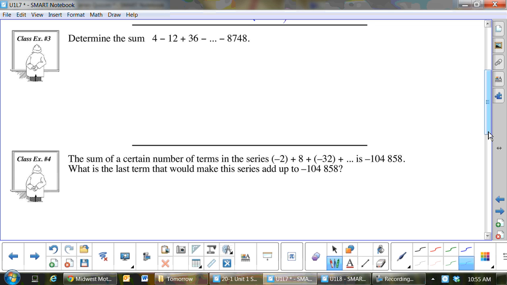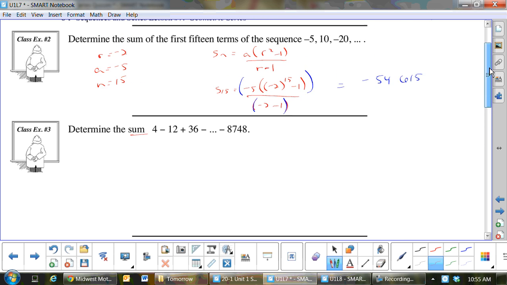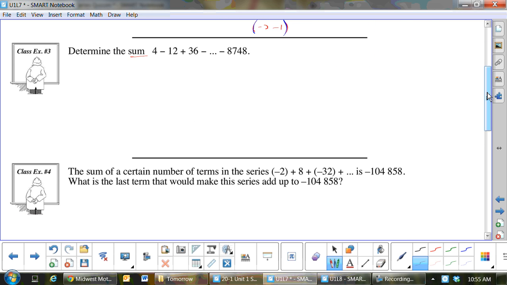Now, let's do example 3. We are going to determine the sum of this one. These are good examples to show you how these things work and when to use what. So what do we know? We know A is 4. We know R is negative 3. We know Tn is negative 8748.